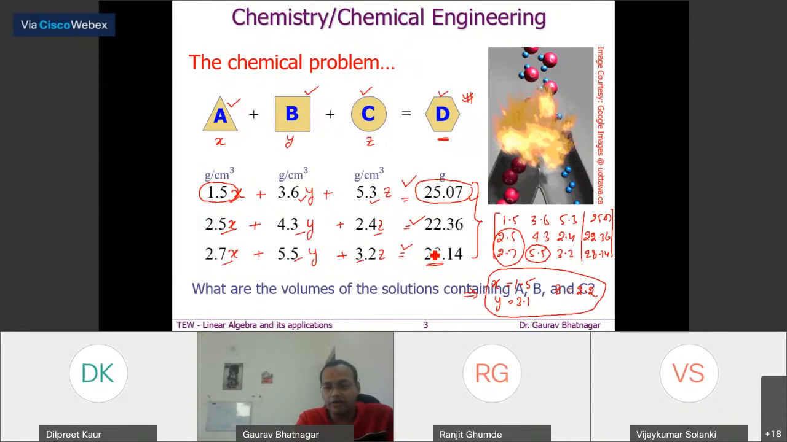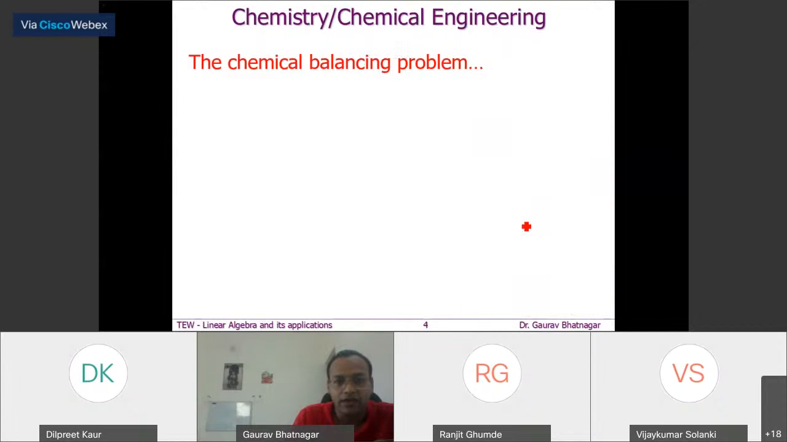So again, we already got the columns of this A, B, and C. Anyways, so now the next problem in the same domain is the chemical balancing problem.